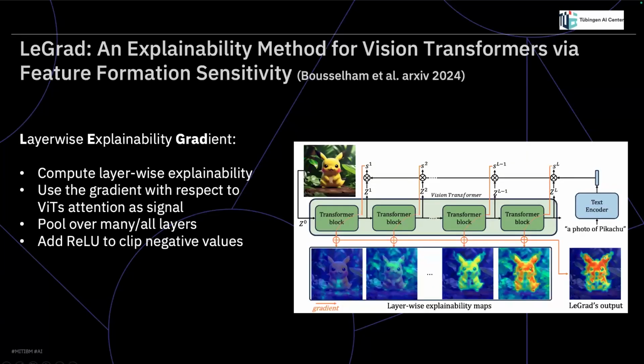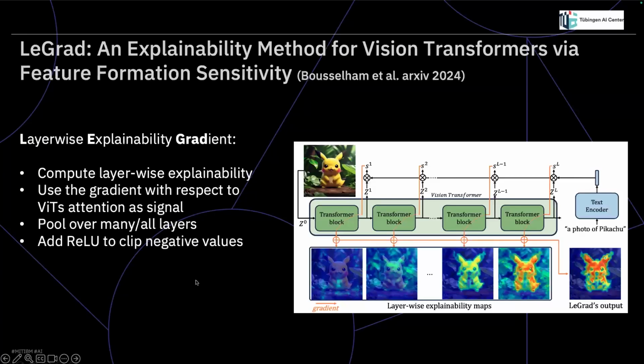And the method we propose in this case is a layer-wise explainability gradient, which means we say, okay, instead of computing one explainability map based on the last layer, let's actually compute an explainability map that shows what each layer contributes to this signal. To do that, we use the gradient with respect to the ViT attention as a signal. Then we just pool over many layers and add a bit of ReLU to clip negative values, but this is really just a hack that gives maybe 1% plus. This is not really killing it.